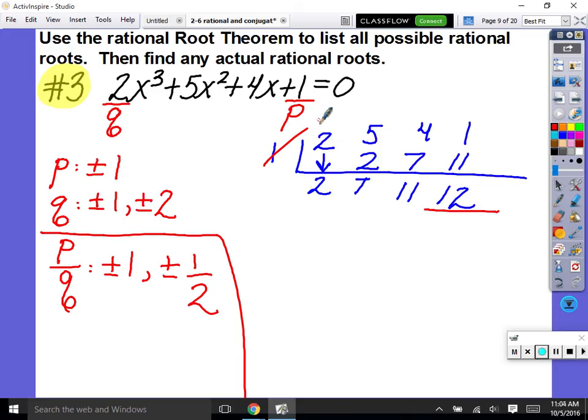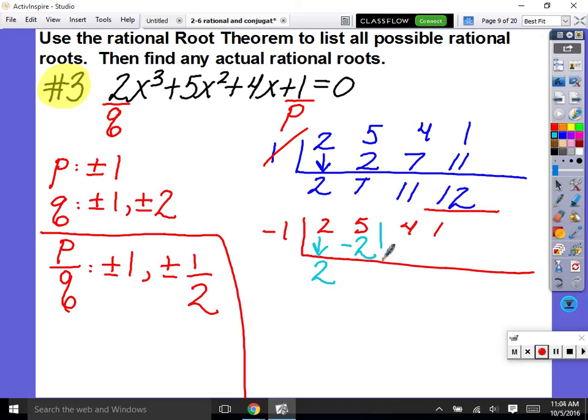So let's try negative 1. Okay? So negative 1, I'm just going to draw this in again. We do 2, 5, 4, 1. Let's go for negative 1. We drop down 2. 2 times negative 1 is negative 2. We add straight down and get 3, times negative 1, negative 3. We add straight down and get 1. 1 times negative 1 is negative 1, and we add straight down and get 0. Yay! We know this was a solution, correct? So that's an actual rational root.